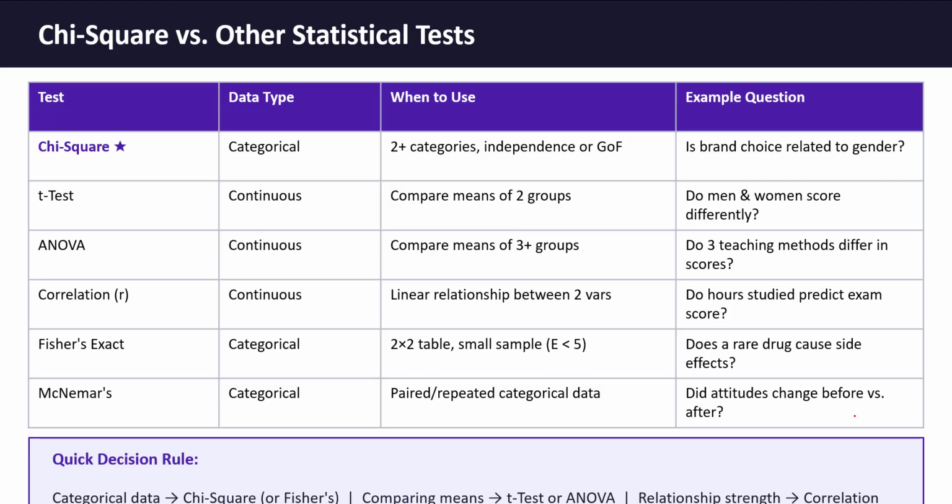And we have a comparison between the chi-square test and other statistical tests. The chi-square test is applied to categorical data, and then we look at two plus categories: test for independence, or goodness of fit. So an example could be brand choice related to gender. And the t-test is applied to continuous data and compares means of two groups on this continuous scale. Do men and women score differently, right? On, let's say, the SAT test, something like that.